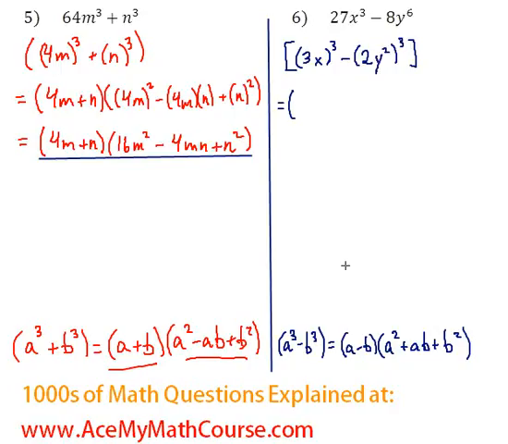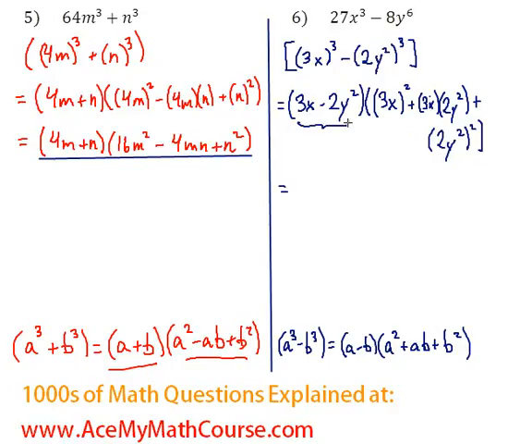So first term is a, so 3x. Our b is 2y squared. Here we have then a squared, so the first term, which is 3x squared, plus a times b, plus, running out of room here, b squared, which is, I'm just going to continue down below, 2y squared squared.